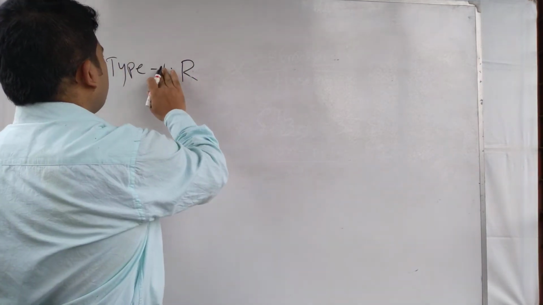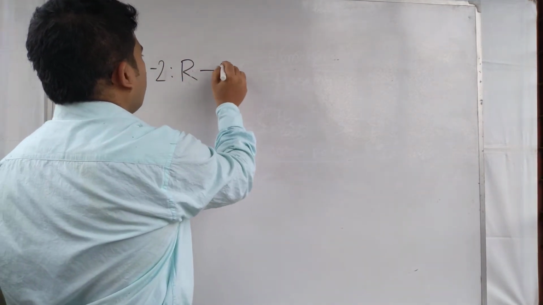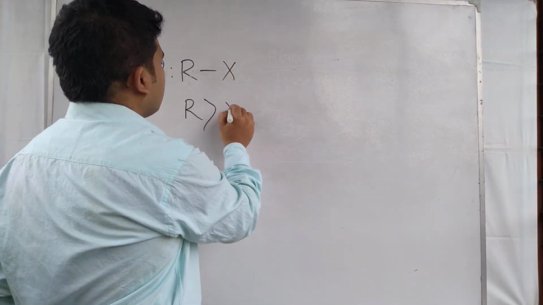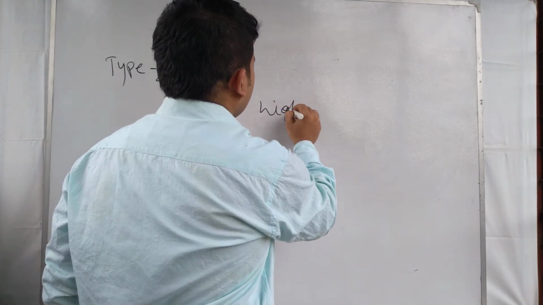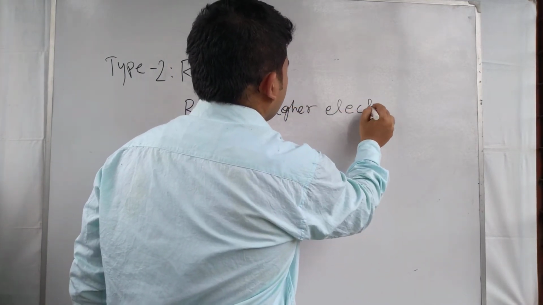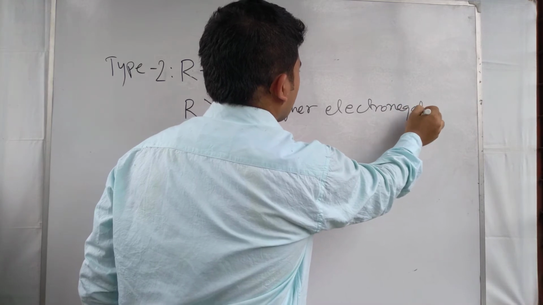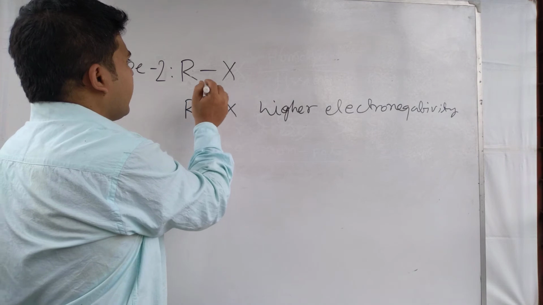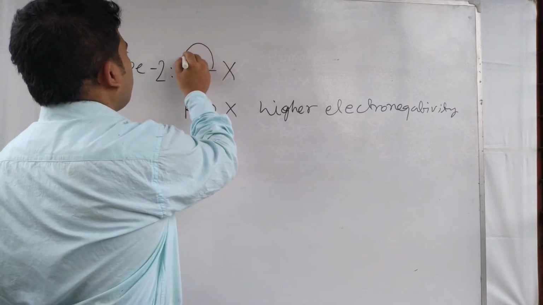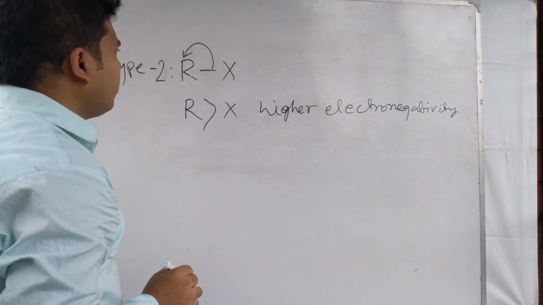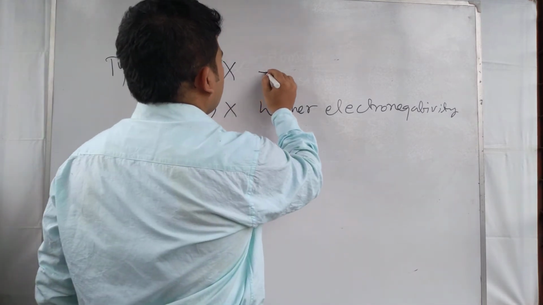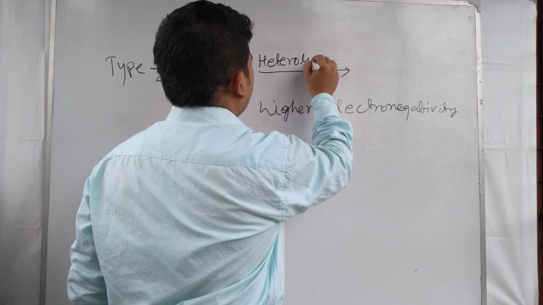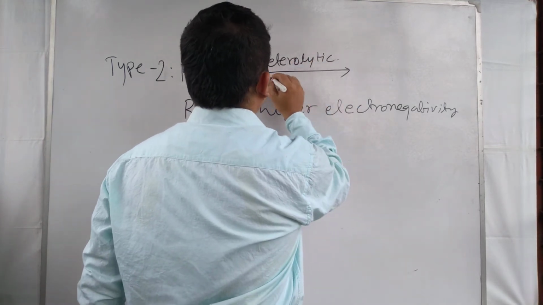Now we discuss type 2, RX. Here, if the R has higher electronegativity, then the bonding electron pair is totally shifted towards R and it is heterolytic fission of bond.